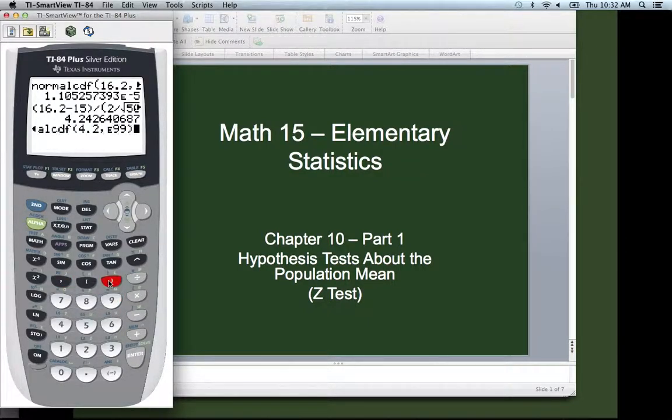And interestingly, all of these commands on the calculator have what we call default settings. And the default setting for normal CDF is a mean of 0, standard deviation of 1. So normal CDF defaults to standard normal.